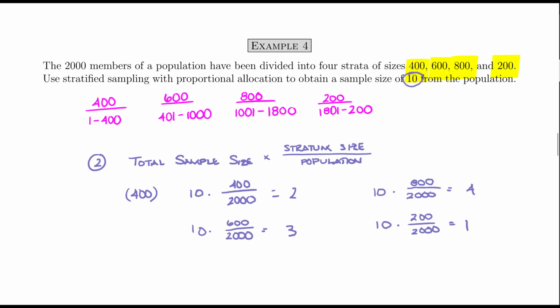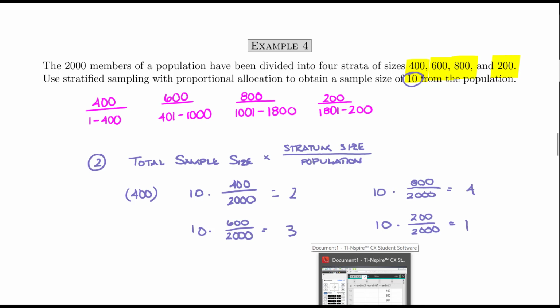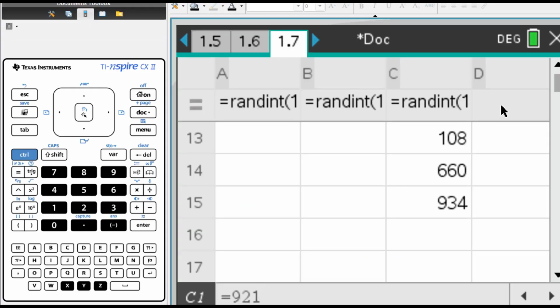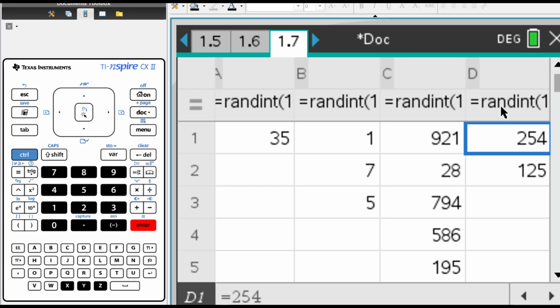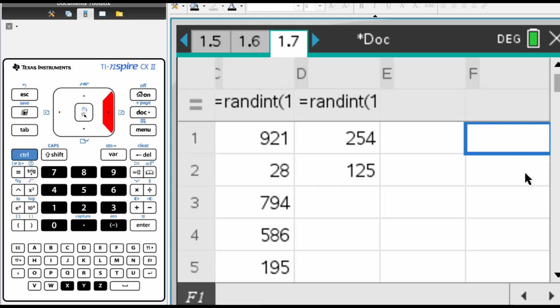So we can do a random number table or random number generator for each individual stratum. I'm not going to do all of them. I'll do the first one though. We need 2 people from the group of 400. So we would just do the same thing that we've been doing, RANDINT, and we need from 1 to 400, and we need 2 people. So we would interview persons numbered 254 and 125.